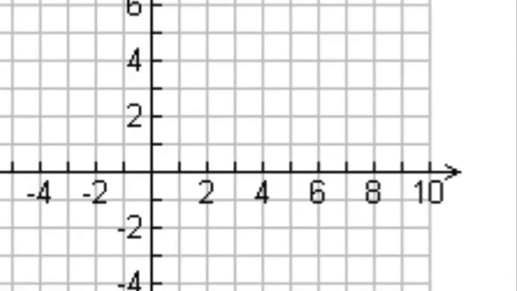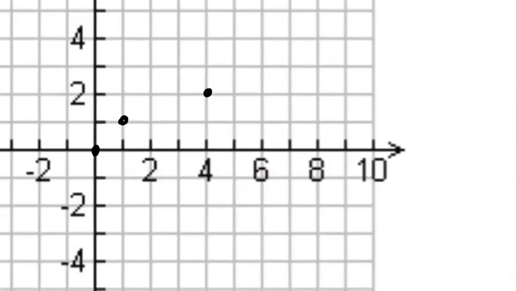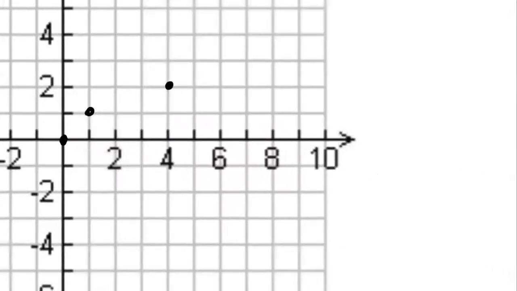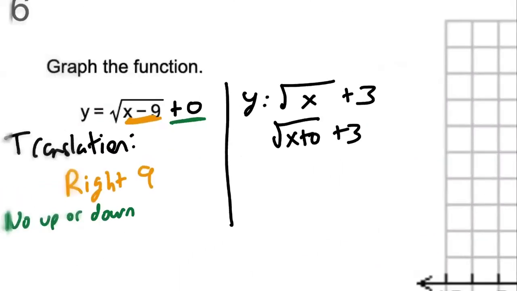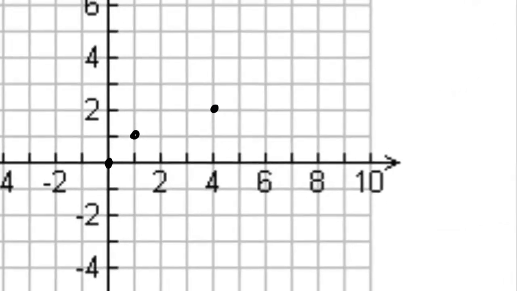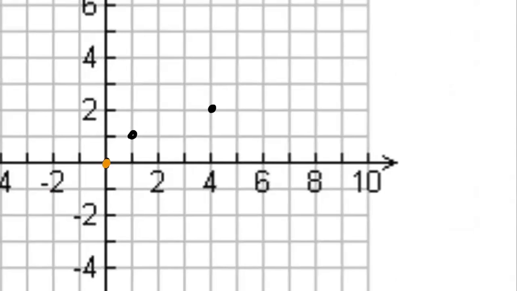So plot 0, 0, 1, 1, 4, 2. So I'm going to take each of those points and then move them to the right 9. Right 9 or left 9? Yeah, right 9. So let me color code it. So right 9, 1, 2, 3, 4, 5, 6, 7, 8, 9. Put a dot. 1, 2, 3, 4, 5, 6, 7, 8, 9. Put a dot.